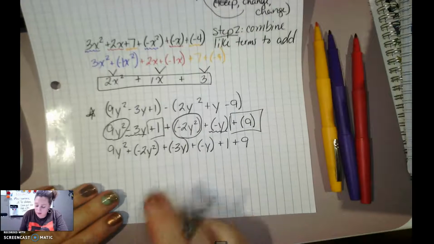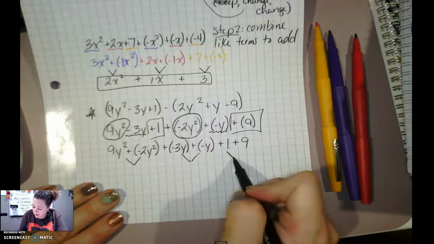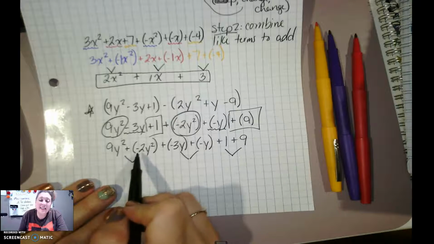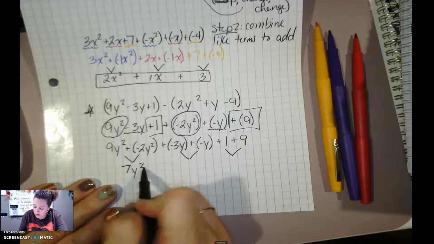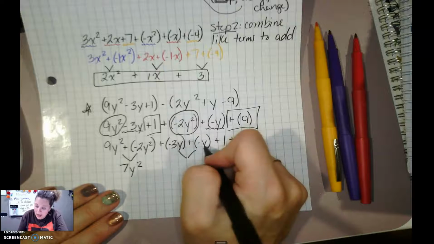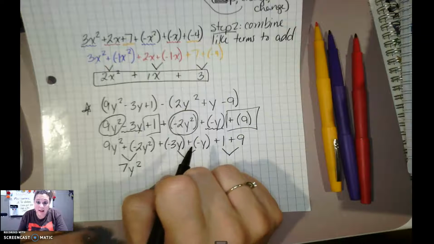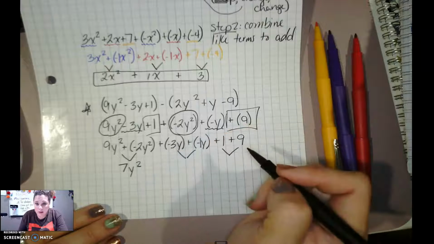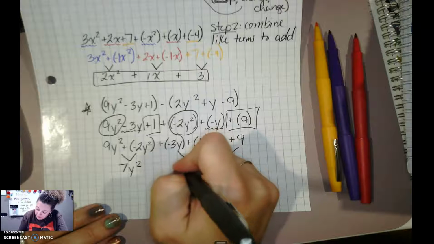And so now I'm going to bring together those like terms. Those are alike, and those are alike. So we have 9 plus negative 2, again, is just 9 minus 2, which is 7y squared. And then we have negative 3y plus negative y. So remember, there's an invisible 1 that's right here. I'm going to squeeze them in there. So negative 3 plus negative 1, signs are the same.